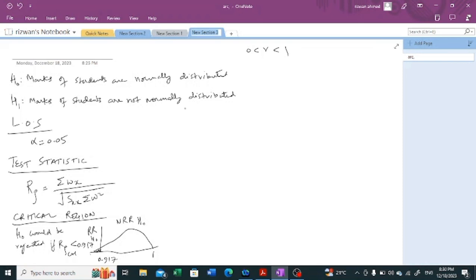Now I am giving you data, and deliberately I am giving you the data arranged in ascending order already. So let's suppose these are the marks of 12 students out of 60.